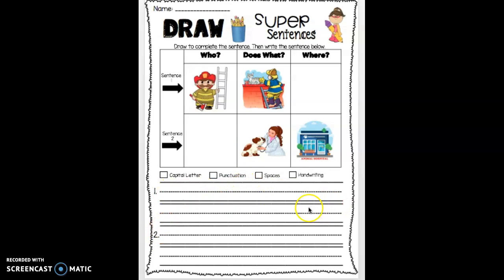Again, use your checklist. When you're done, make sure that you've followed all the directions, and you can put this in the My Best Work side of your folder.